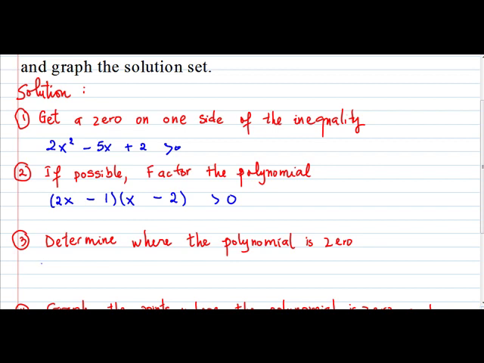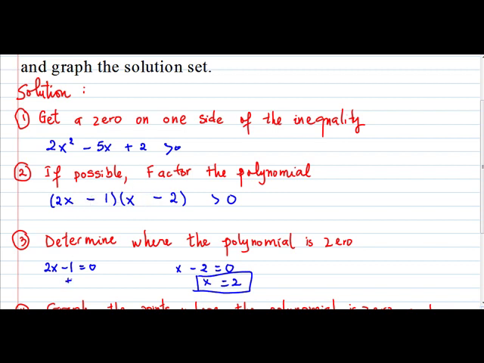Step 3, determine where the polynomial is 0. To do that, all you have to do is take 2x minus 1 equal to 0, and x minus 2 equal to 0. We solve for x. Right here I have 2. That means when x equals 2, our polynomial is 0. It's true because if x is 2, 2 minus 2 is 0, and 0 times this guy is 0.